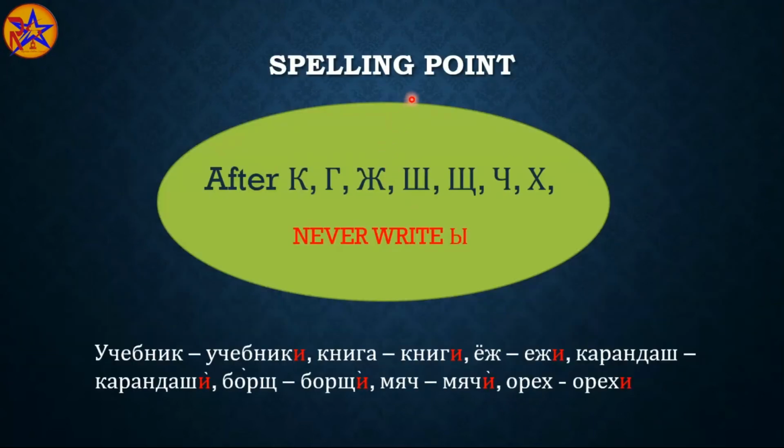And don't forget that there is also a spelling point that you must remember: you can't write "ы" sound after such letters like к, г, ж, ш, щ, ч, х, even if it should come after, according to the rule. So you see, учебник, учебники.